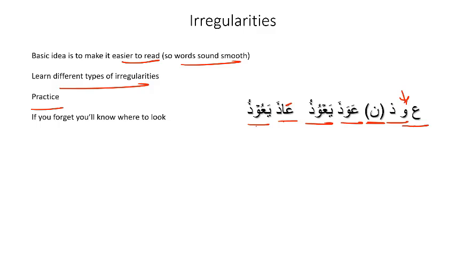This basically means to seek protection. So ya'udu is the present tense, fail mudare. So ya'udu means he seeks protection. A'udu would be I seek protection. Aza would be the fail madi version, so he sought protection. But anyway, the point here is that the logic behind these irregularities has to do with making words sound better.